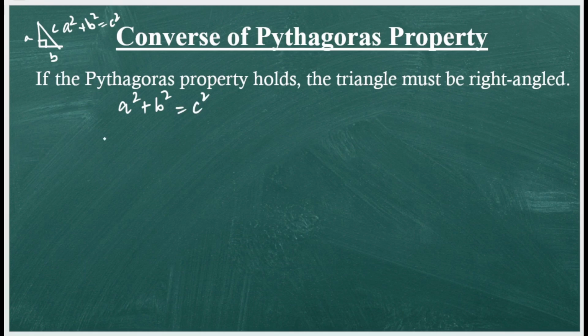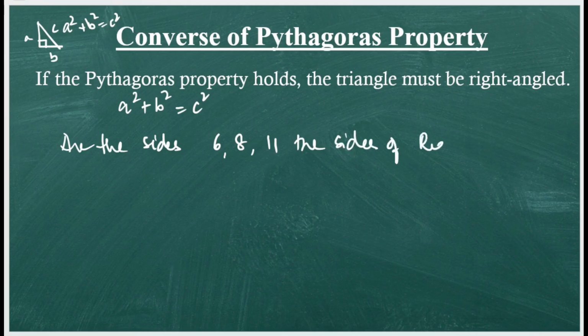Let's see an example. For example, if I say the sides are, take any sides, 6, 8, 11. Are the sides 6, 8, 11 the sides of a right angle triangle? Now, they are asking you basically whether these sides satisfy the Pythagoras property or not. Out of 6, 8, 11, which will be C? The longest side is always the hypotenuse. So C is 11. A and B can be anything or interchangeable.